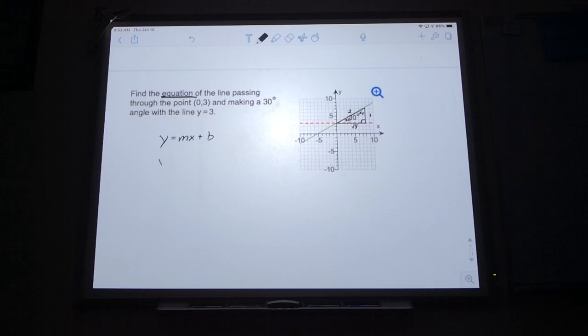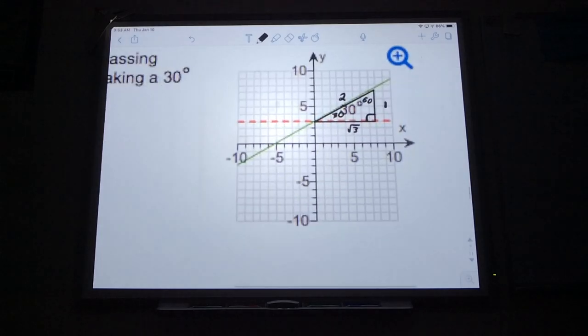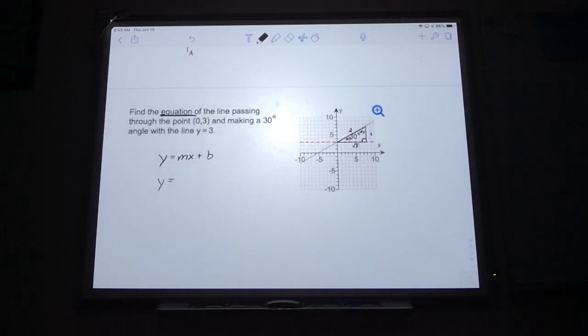So what is b on this graph? Where does it cross the y-axis? What is the b of the green line? Is it 3? Yeah, it's 3. Okay, so b is 3, so plus 3. And it also says that right here in the problem. So you don't even need the graph to see that. Okay, so now we need to figure out our slope. Our slope is rise over run. So our rise is 1 and our run is root 3. And then we want to rationalize that. So y equals root 3 over 3x plus 3.